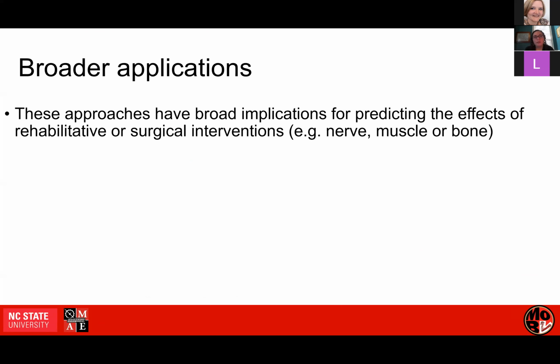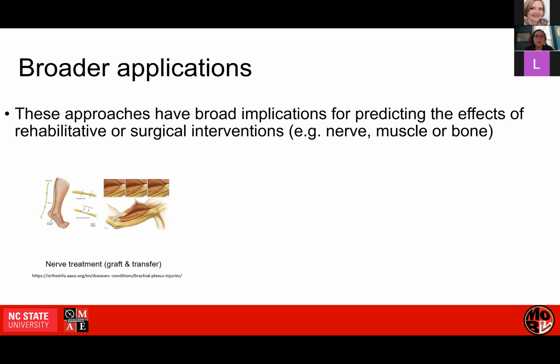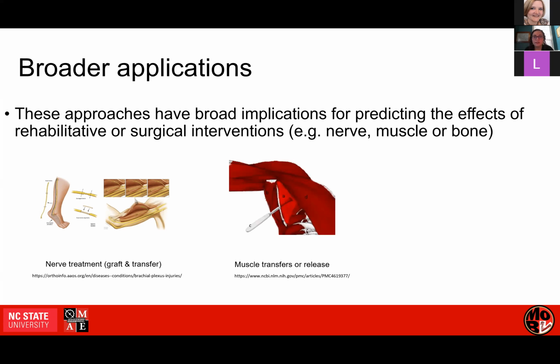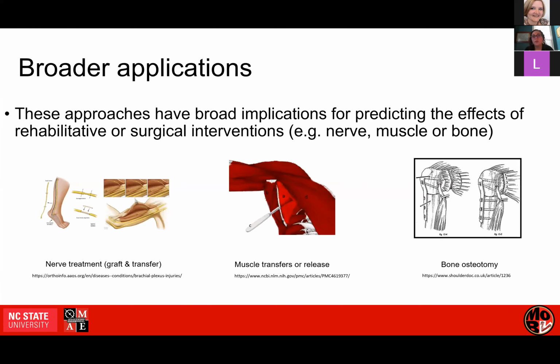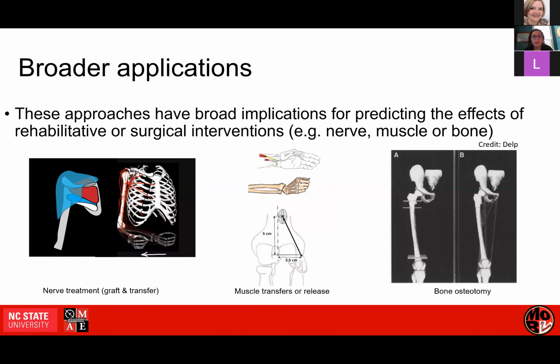So just real briefly, the techniques that I've shown you today, we are really focused obviously on the upper limb, and I've shown you a couple specific applications, but we have and can use these for lots of other types of interventions to nerve, muscle, and bone. We've looked at nerve transfers and grafts where intact nerves are used to reanimate paralyzed muscle, muscle transfers or release where muscles are rerouted to cross other joints, and bone osteotomies where a bone is cut and reoriented to change its conformation. And we've developed simulations of most of these, and others in our field have worked on bone osteotomy.